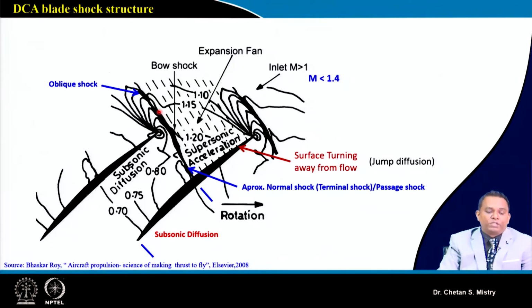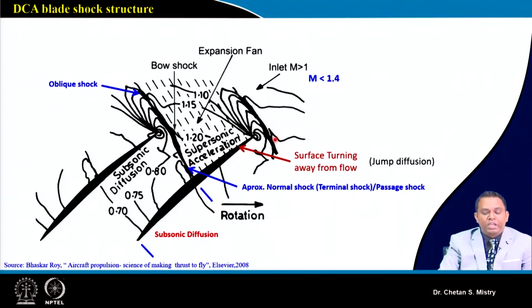One leg of this oblique shock will be moving away from the blade, and the second leg, as we have discussed, will be moving in the flow passage. So this is my second leg, which is moving within my blade passage.